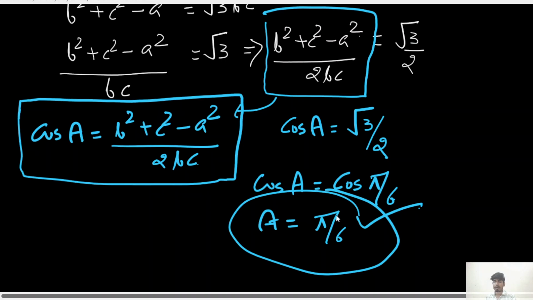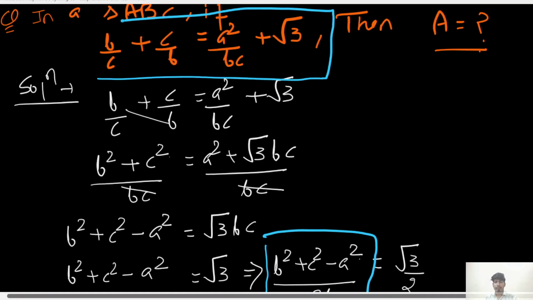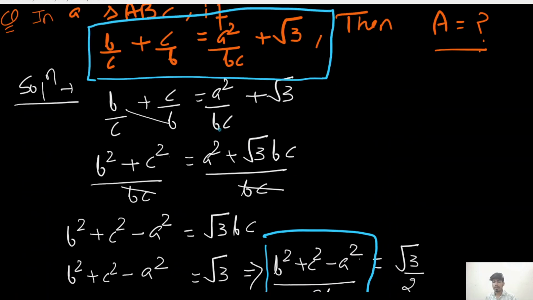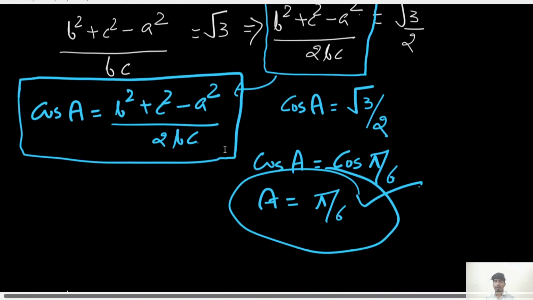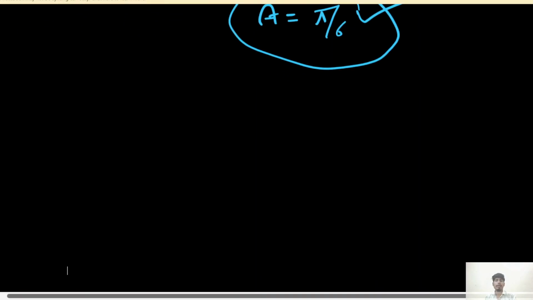What did we do in this question? We solved only this equation, and got a formula in cos A and directly put the value of the angle. Okay, A = π/6. Okay students, then we do our next question. What is our next question?